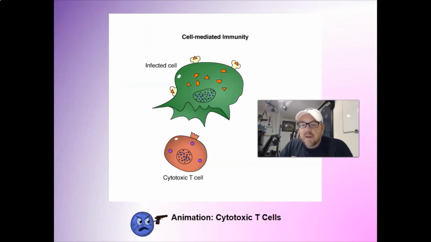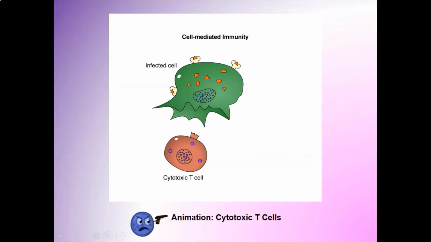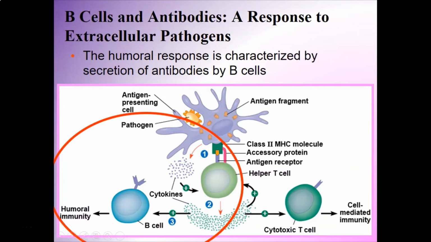So what's going to happen next is, let's talk about the other way, the B cells. The humoral response. So now we're talking about the fluids of your body and antibodies being produced. Here we go. So B cells and antibodies are a response to extracellular pathogens. The humoral response is characterized by the secretion of antibodies by B cells.